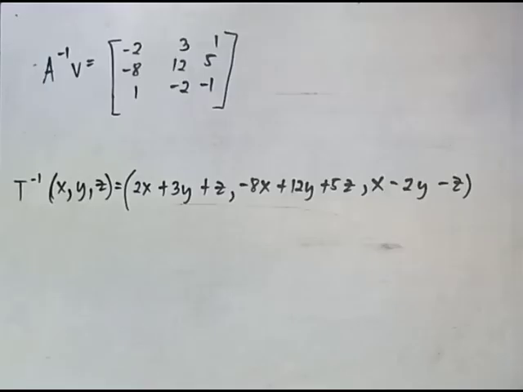Since the inverse of the matrix A exists, it follows that the inverse of the transformation also exists. That only means the inverse of our transformation of x, y, and z is equal to 2x plus 3y plus z, following the values in our matrix, minus 8x plus 12y plus 5z, and x minus 2y minus z. That is in function notation, and that means it is invertible.